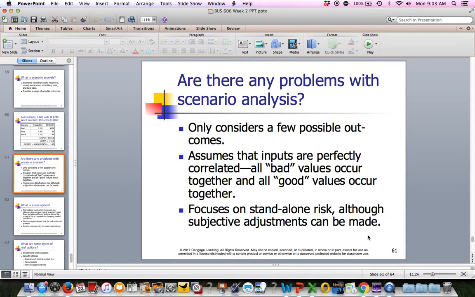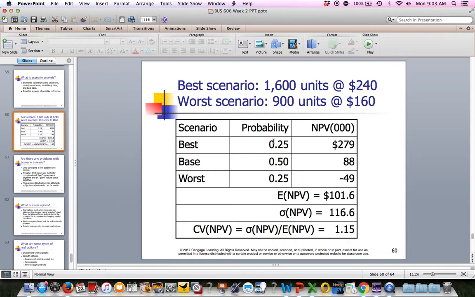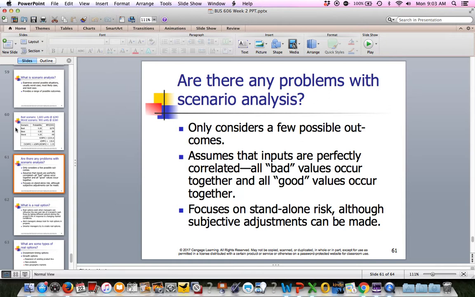Okay. And of course, with scenario analysis, it's not perfect. Those factors, those weights we applied here, 25, 50, and 25, are very, very subjective. So who knows what they will actually be. It only considers a few outcomes and so on. And of course, it ignores correlations too, which may or may not be true.